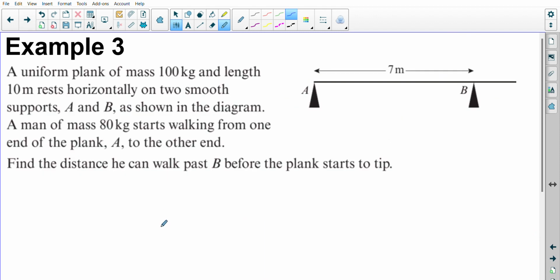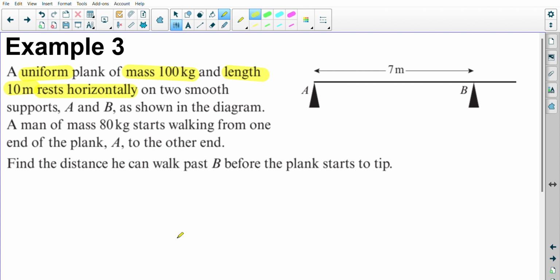Alright, I'm going to get you to practice that one yourself. So you've got a partial diagram. I'll read it out. So you've got a uniform plank, so think about what that means. It's got a mass, 100 kilograms, and a length of 10 metres. So you should be able to know what the other length is here. It rests horizontally, so think about what that means for the time being.